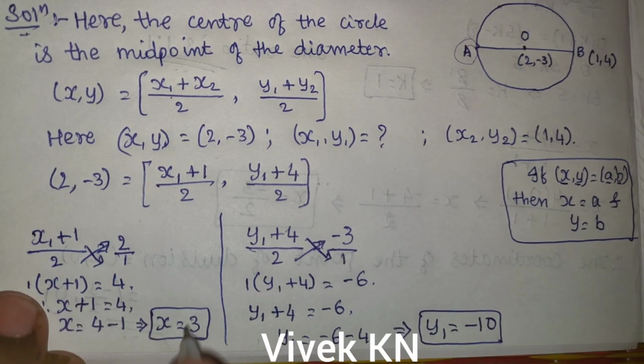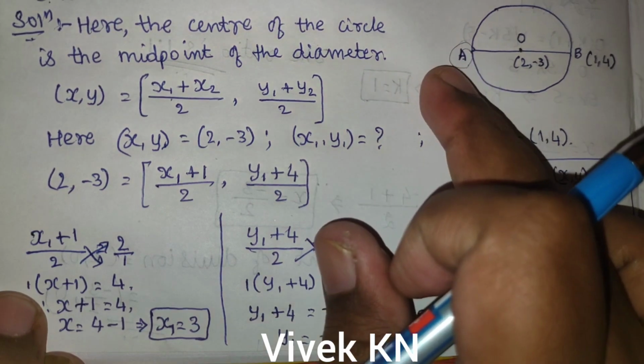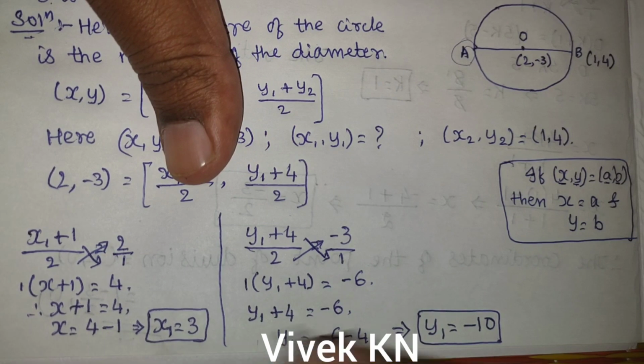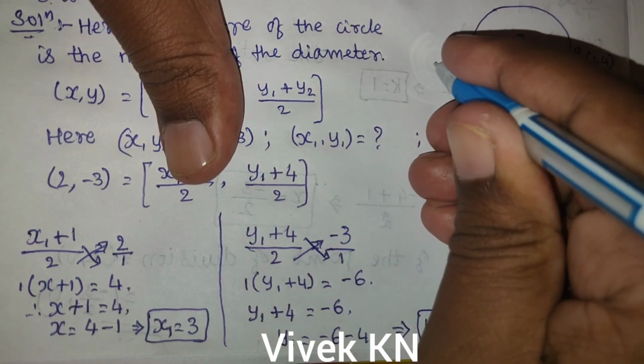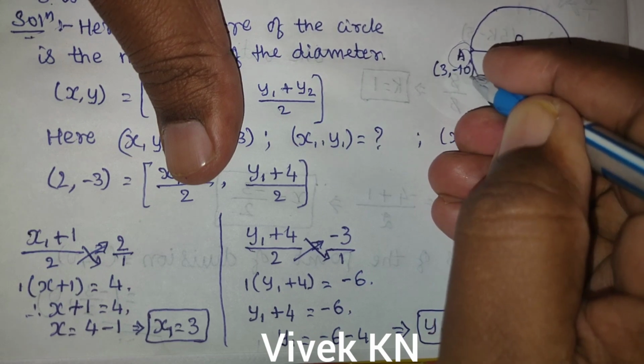That is, the value of x1 is 3 and the value of y1 is -10. These are the coordinates of the point A. It is (3, -10).